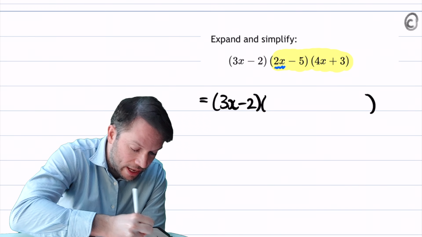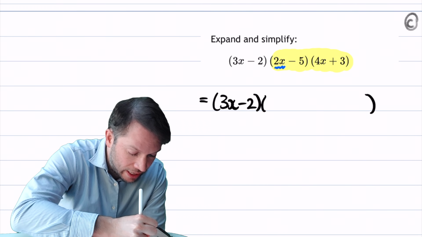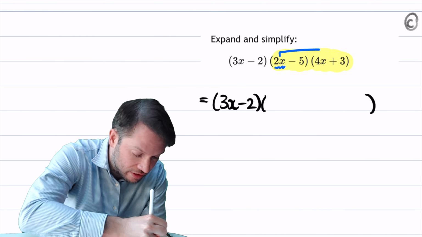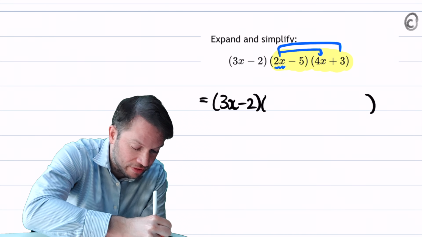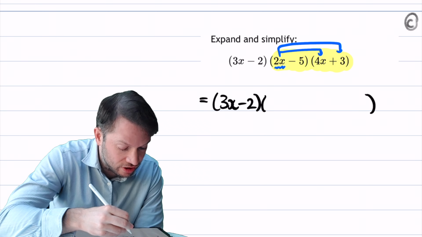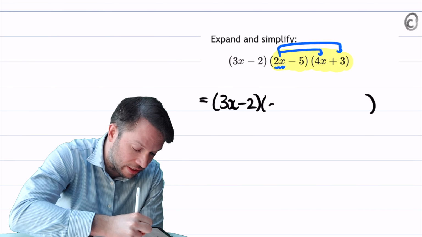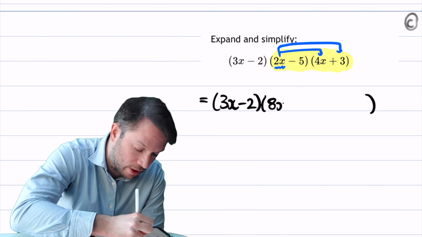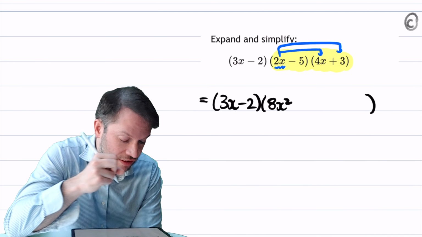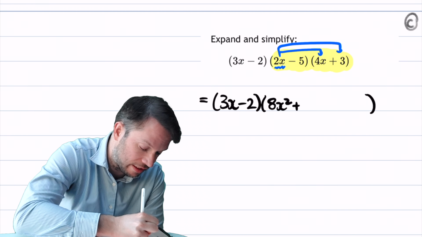So I'm going to do this 2x first, multiplied by each term in the second bracket. So the 2x times 4x and the 2x times the plus 3. So 2x times 4x, or 2 times 4 is 8, and x times x is x squared. Then we're going to do the 2x times the plus 3, which is plus 6x.